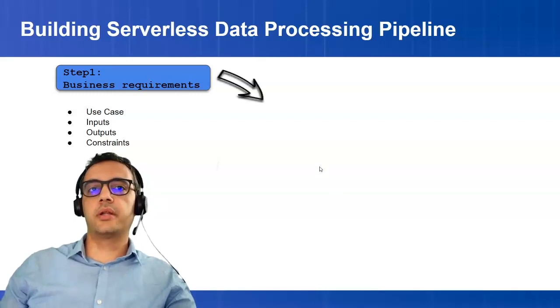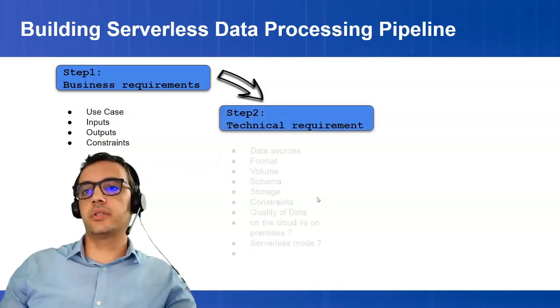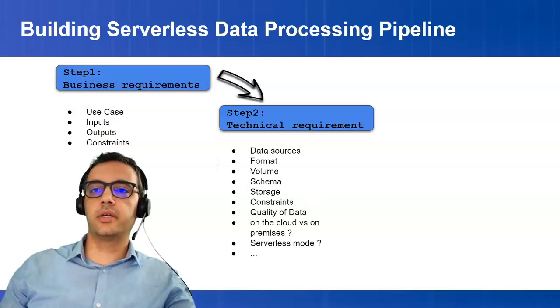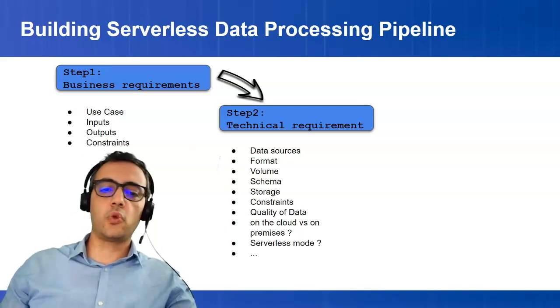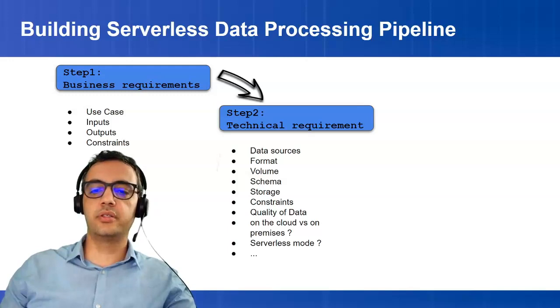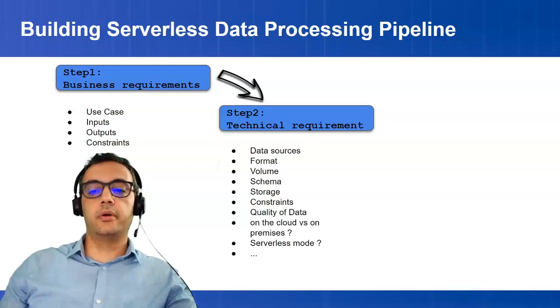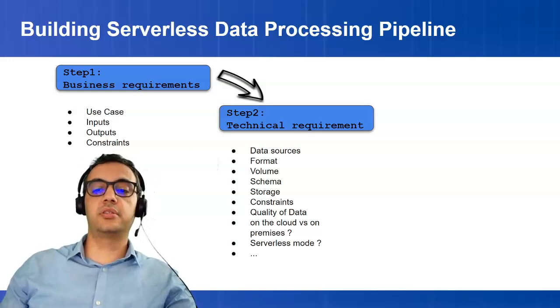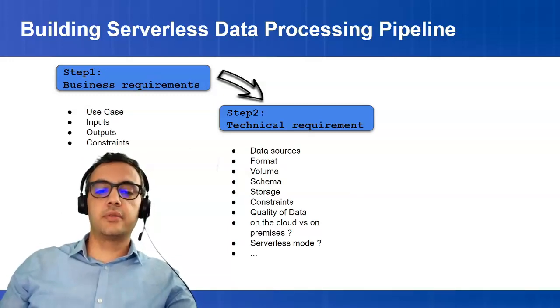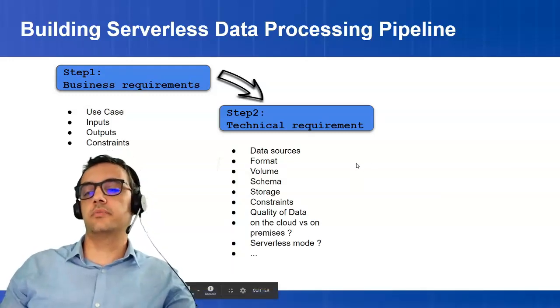And the second part is about technical requirements. So what are your data sources? What are their formats and their volume? What's the schema? Is your data structured or unstructured? What kind of transformation, aggregation, and quality checks do you need to make? What about the storage? Are you going to store your data? Where are you going to store your data and why? In which format? Do I need the real-time result? Near real-time? Is it streaming or batch? And that's part of the analysis that you need to make, to decide whether it's a serverless pipeline or not.